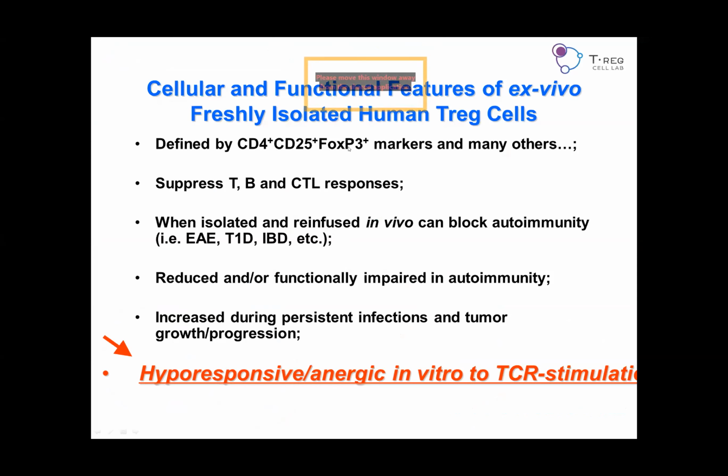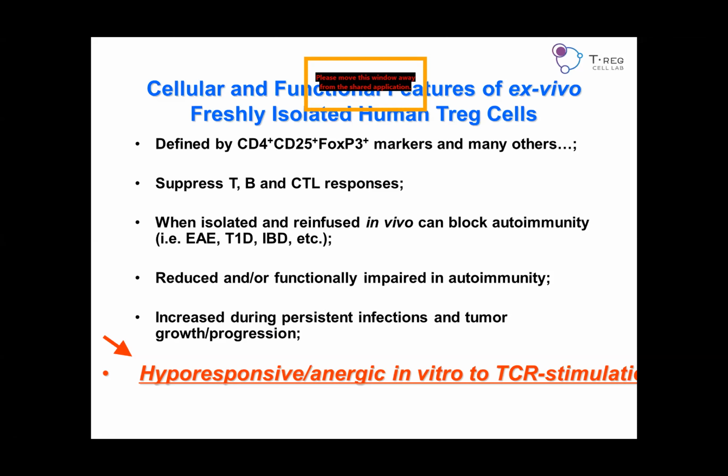They express the markers I told you, and mainly FOXP3 is the key gene. They can suppress a series of other cells like T cells, B cells, and CTL responses. If they are isolated and transferred, they can block autoimmunity, and this has been very nicely demonstrated over the last 20 years. They are generally either reduced in function or reduced in numbers in autoimmunity, which is again a very important concept because of their function, the ability to control immune responses. And they can be increased either during persistent infections, like tuberculosis for instance, or during tumor progression. These are the main features of these cells.